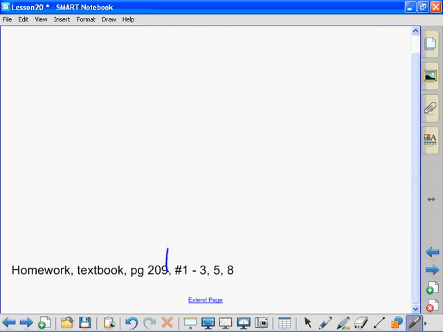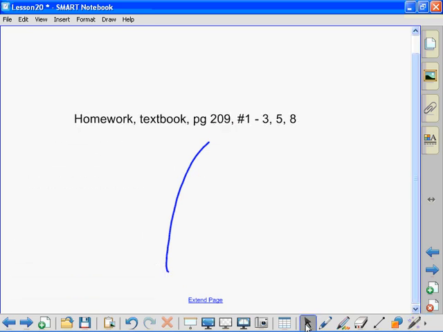I have the homework here in the textbook. Using the graphing calculator, you can use the spreadsheet software as well. All right, if you have any questions, please let me know.